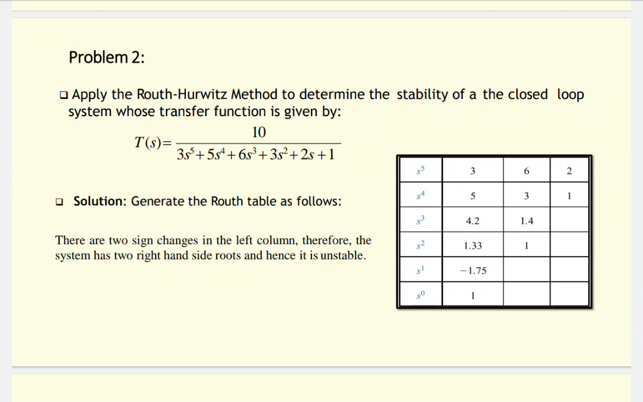Now our next job, we will determine the stability. When I am focusing on the first column of the Routh array, it contains one negative sign, that means two sign changes have occurred, that is 1.33 to minus 1.75 and minus 1.75 to plus 1. That's why we can say that the system is unstable and two roots lie on the right hand side of the S plane. So that should be known to you people.